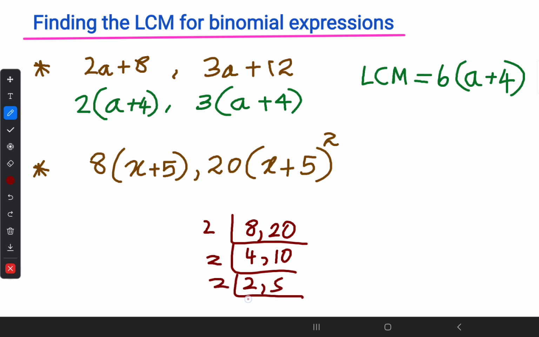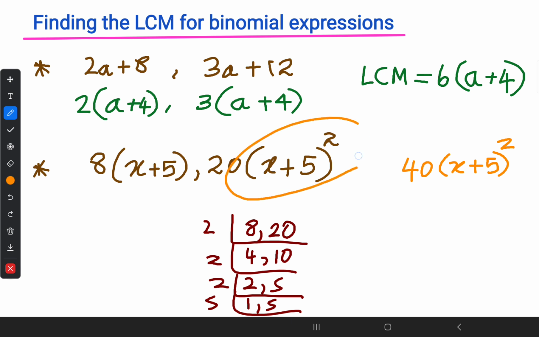Divide by 2, again 1, 5. Finally divide by 5. That will give you 1, 1. LCM: 2 twos are 4, 4 twos are 8, 8 fives are 40. (x + 5), same base, it is having the square. So that would be the highest power. Sorry, the highest expression to indicate in our LCM: 40 (x + 5) whole square.